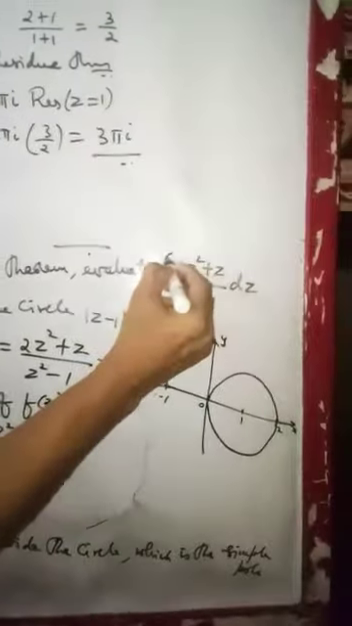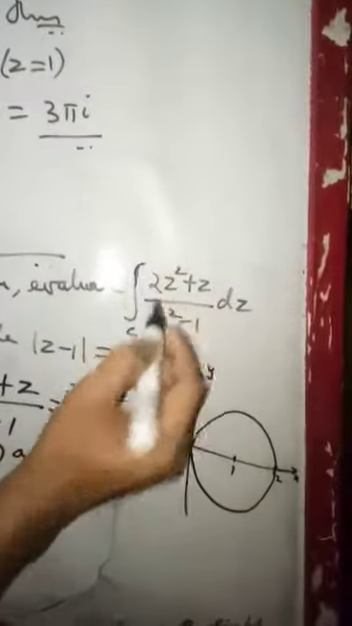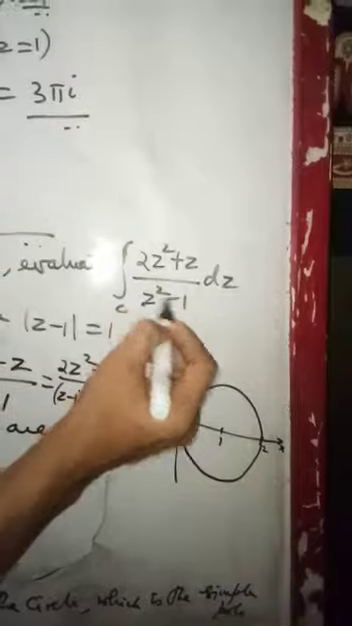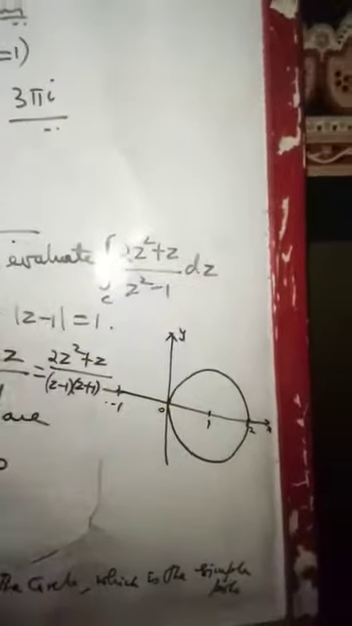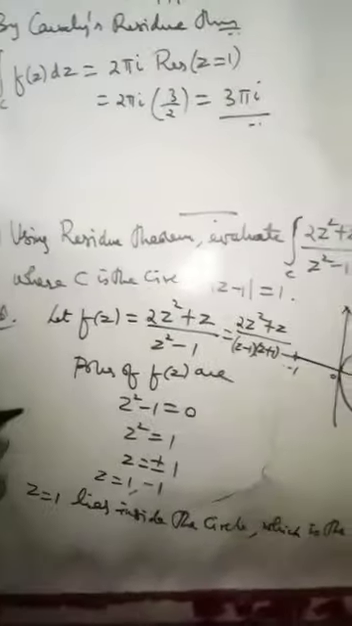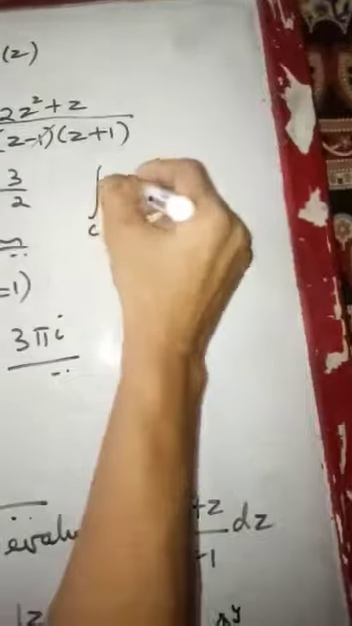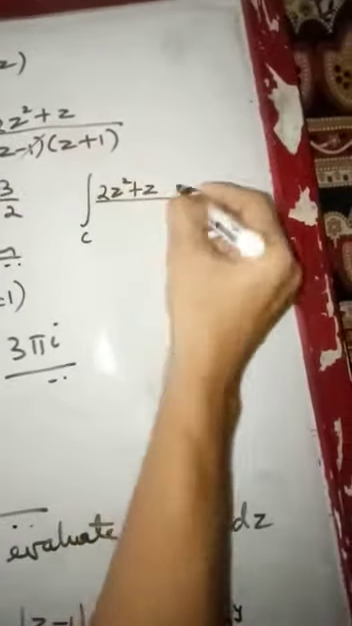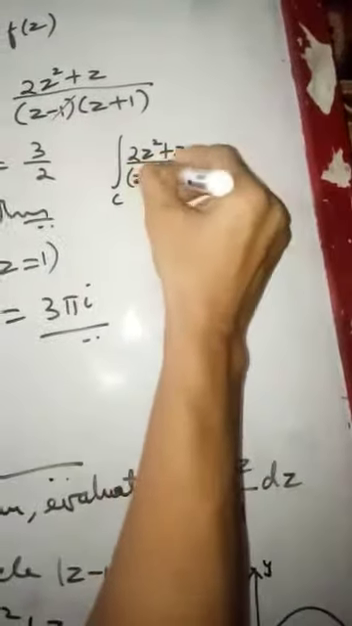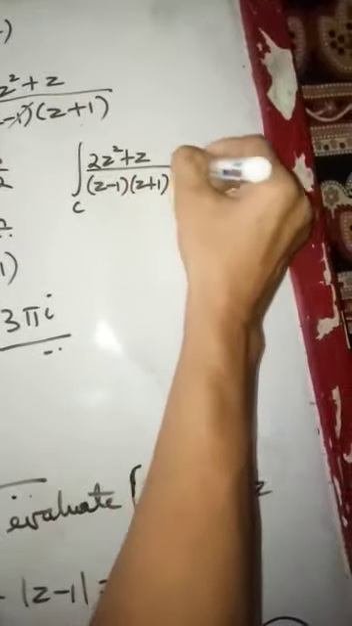And the same problem we can solve using Cauchy integral formula also. That we did in the first topic. The same problem we can solve this using Cauchy integral formula. How to solve that Cauchy integral formula? Let's see here, do it inside of the notes. (2z square plus z) by (z minus 1) into (z plus 1) into dz. Okay.